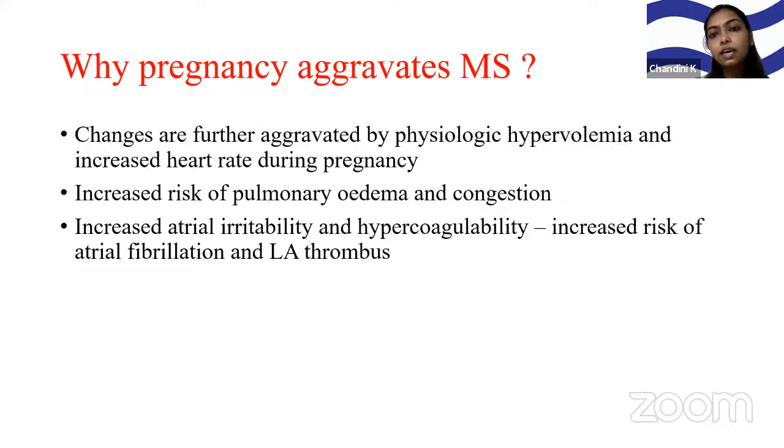So why does pregnancy aggravate mitral stenosis? The changes are further aggravated by the physiological hypervolemia and increased heart rate during pregnancy. This will predispose the patient to increased risk of pulmonary edema and congestion. Increased atrial irritability and hypercoagulable state increase the risk of atrial fibrillation and left atrial thrombus. As you know, pregnancy is as such a hypercoagulable state due to a decrease in levels of protein C and protein S, also associated with an increase in the levels of clotting factors.